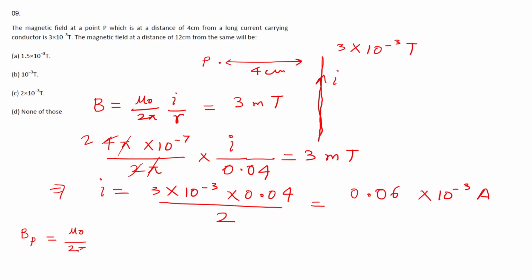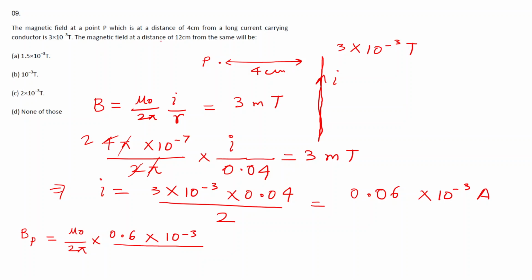It will be 2 pi. And the value of I is 0.06 times 10 to the power minus 3, and the value of R is 4 centimeter. Wait, sorry, the point P was at distance 4 centimeter. We calculate the current using this.